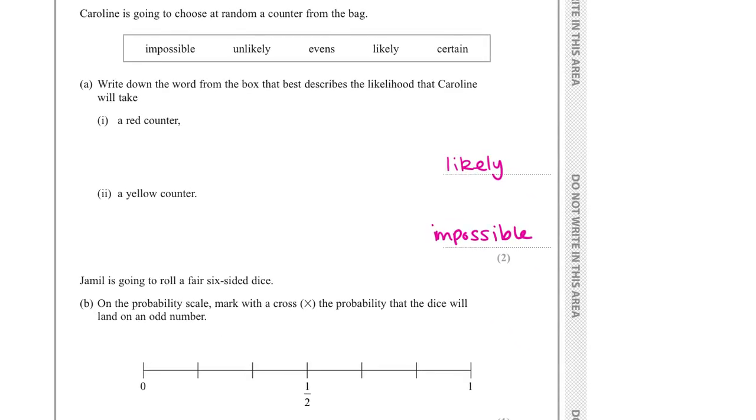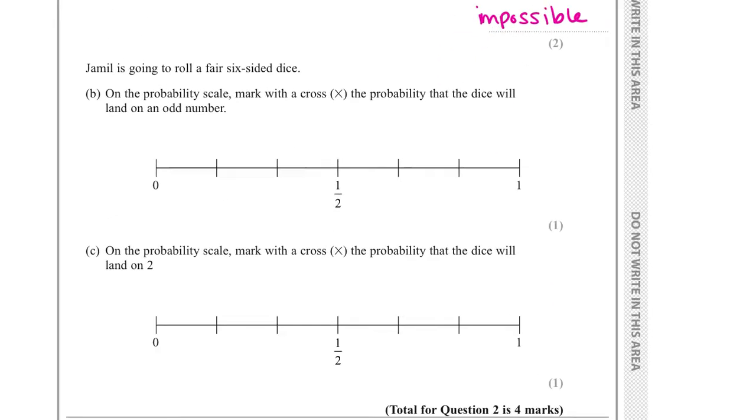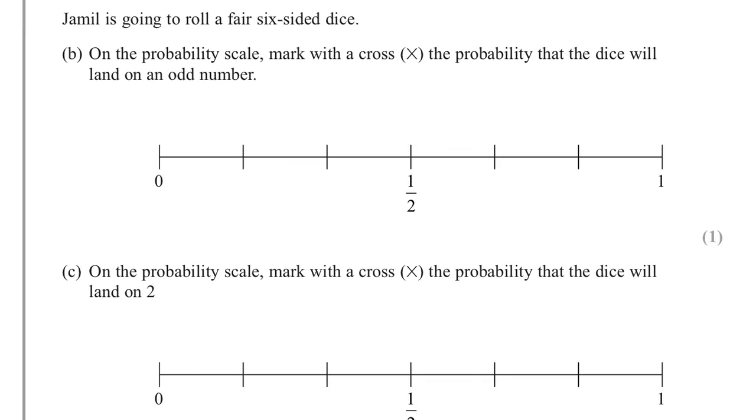Next, it says Jamal is going to roll a fair 6-sided dice. Okay, a 6-sided dice, how many sides does a dice have? It tells us in the question: 6. And we know on a dice, we have 1, 2, 3, 4, 5, 6. When I roll a dice, this is all I can roll.